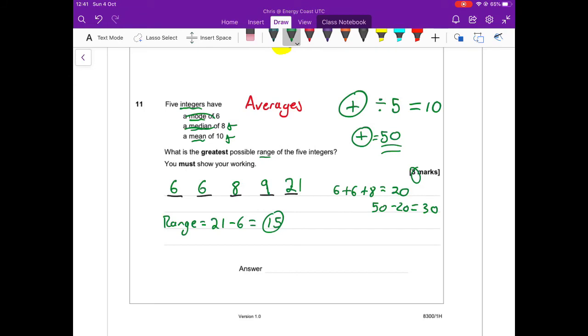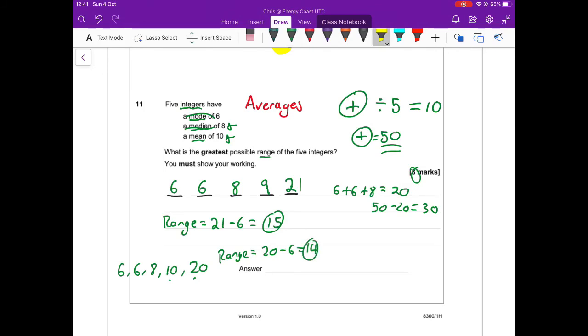Let's try it, okay? I'm going to write it down here, but if I had 6, 6, 8, let's say that was slightly bigger, so the next number was 10. Remember, these two make 30, so that would have to be 20. What's the range now? For this one, the range is equal to 20 minus 6, which is 14.